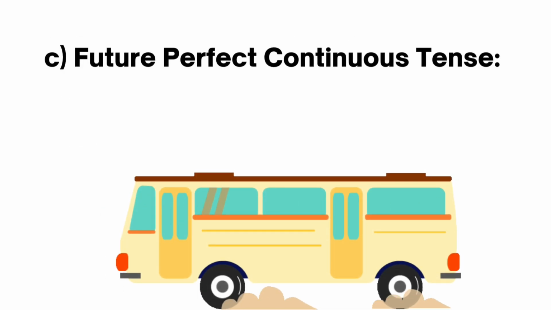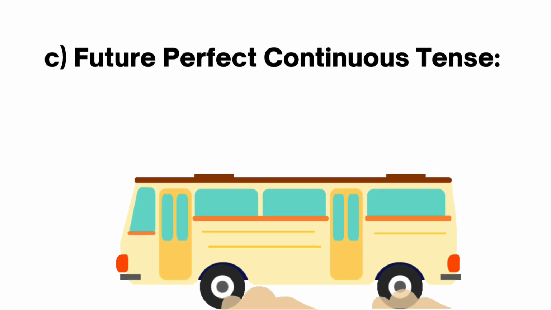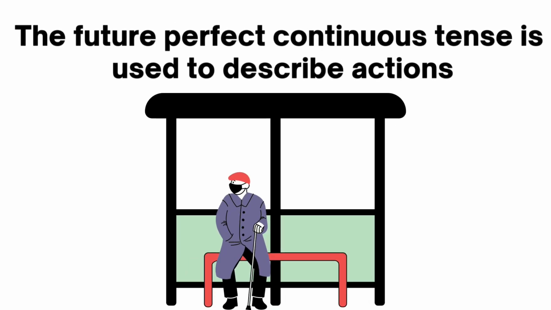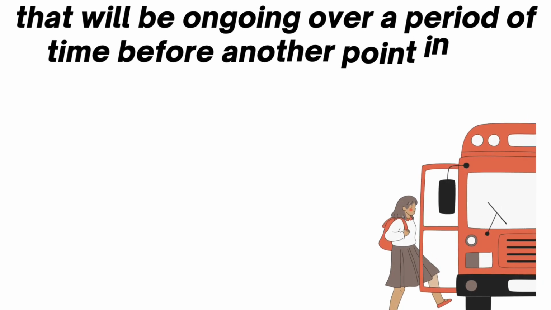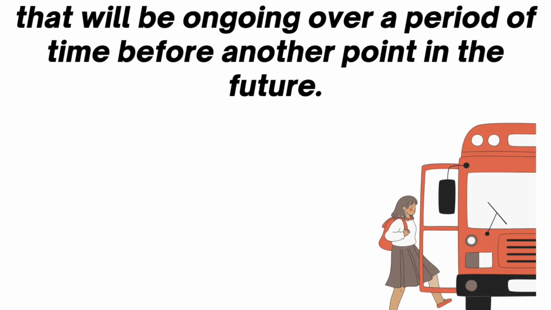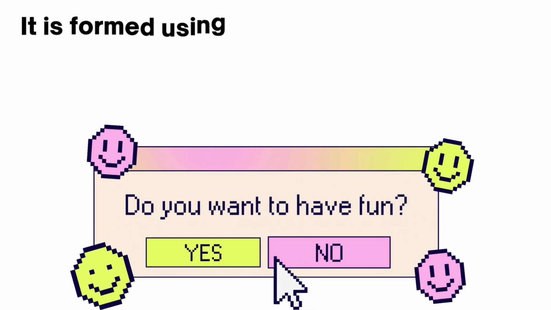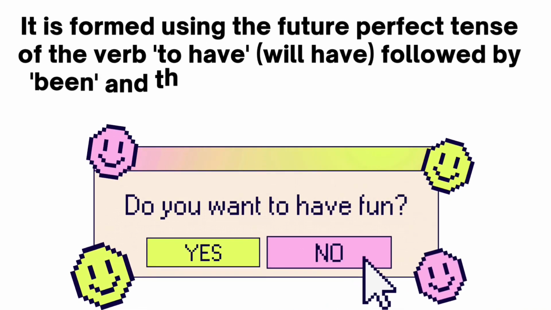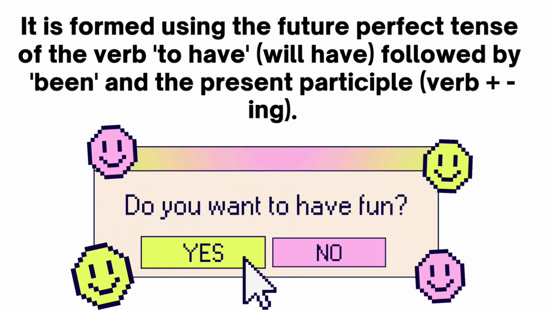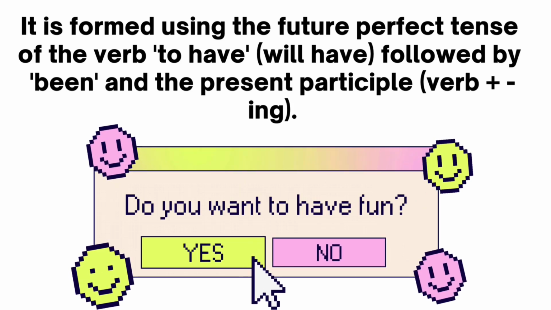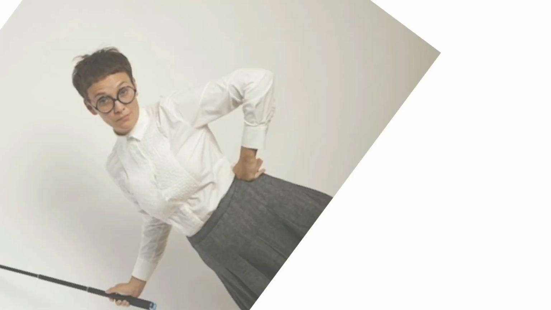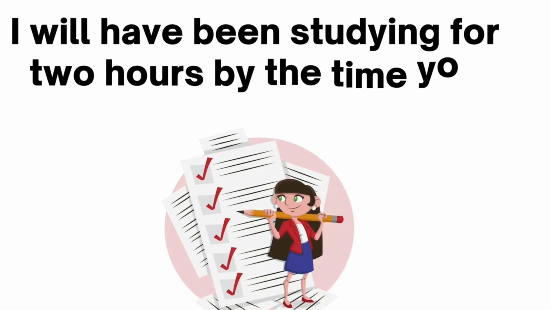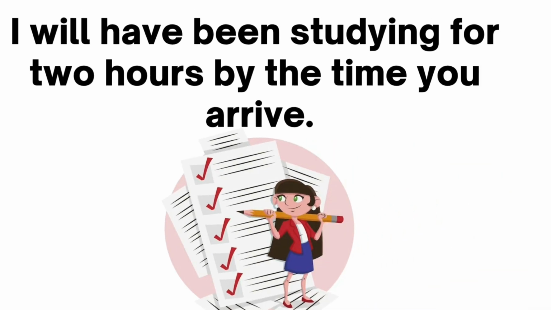Future perfect continuous tense. The future perfect continuous tense is used to describe actions that will be ongoing over a period of time before another point in the future. It is formed using the future perfect tense of the verb to have, will have, followed by been and the present participle, verb plus ing. Examples: I will have been studying for 2 hours by the time you arrive.